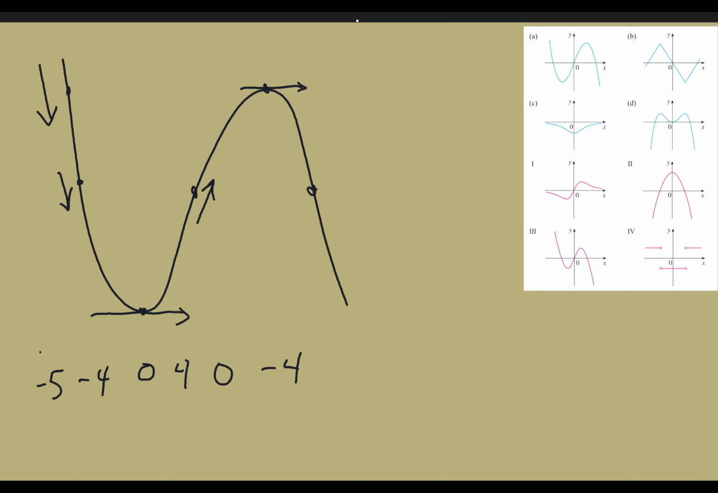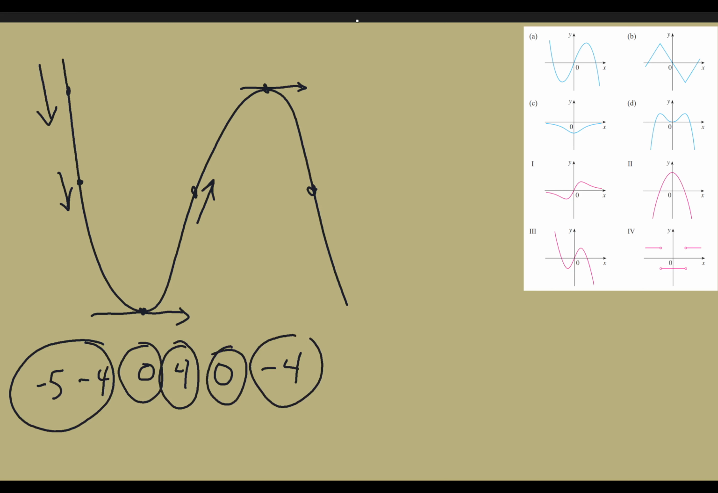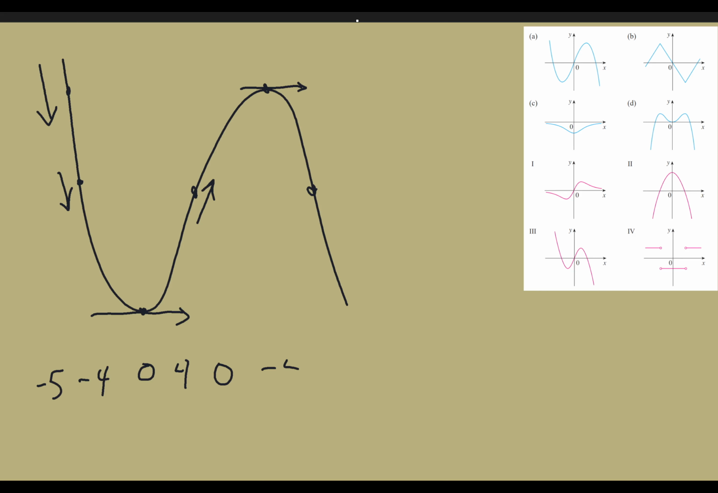So I'm looking for something that starts negative, goes to 0, becomes positive, goes to 0, becomes negative. So it's going to look like something negative that comes up to 0, goes to positive, goes to 0, and goes to negative. Well, that's this right there. So first one done. That was easy enough. Let's look at part B.